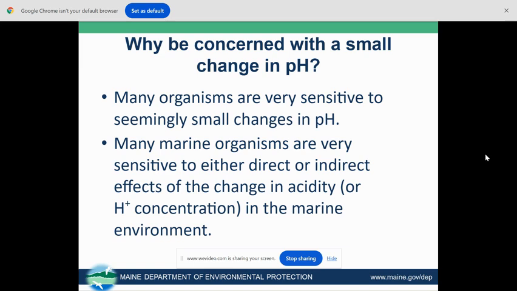They're sensitive either to the direct or indirect change in the acidity in the marine environment. Direct meaning that particular organism is directly affected. Indirect would be that change in that one organism cascading through the rest of the food chain and the food webs.